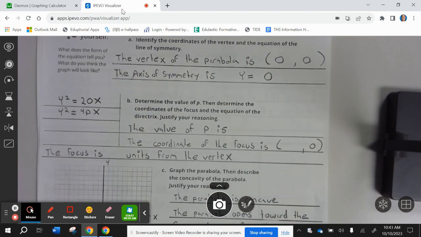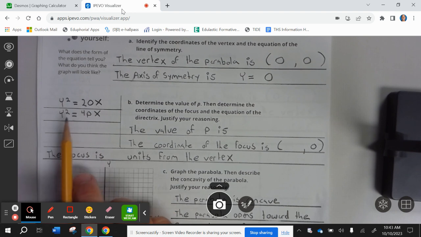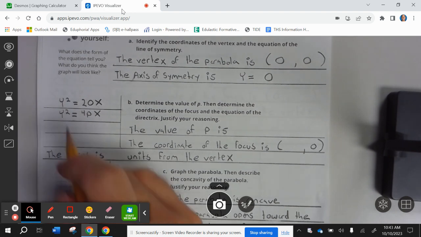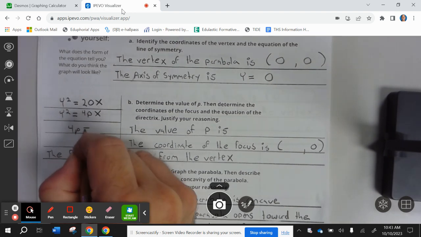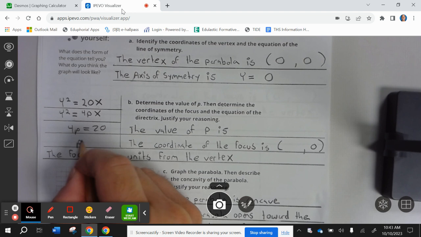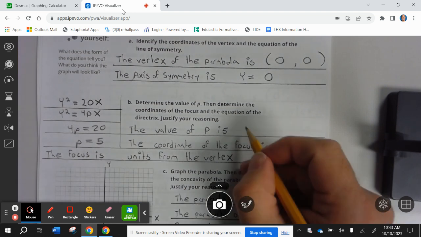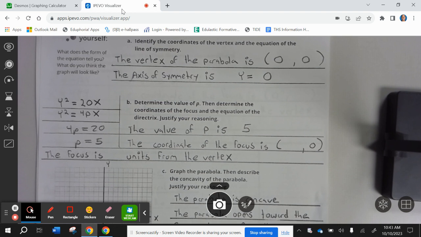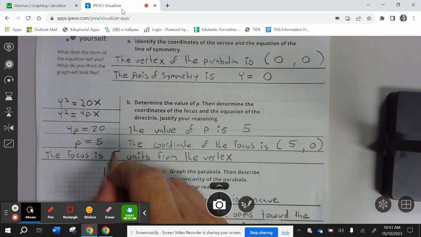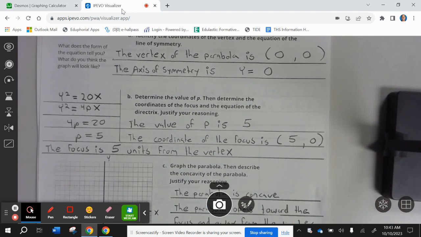Okay. Determine the value of p, then determine the coordinates of the focus and the equation of the directrix just by reasoning. We know that y squared equals 20x and y squared equals 4px, so 4p equals 20, so p equals 5. So the value of p is 5. The coordinate of the focus is (5, 0). The focus is 5 units from the vertex.